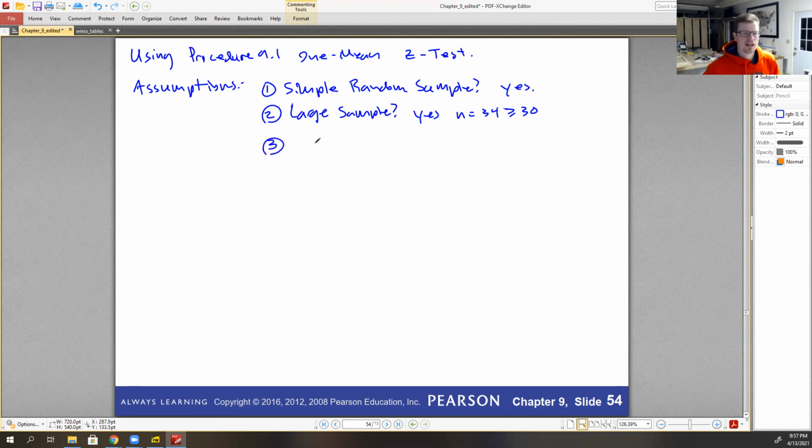The third assumption, again, is that the standard deviation of the population is known. And in this case, we're saying, yes, we're working with the assumption that the standard deviation of the population is 3. So we're given each of these things. Now that we have that, we say thumbs up, we can move forward using the procedure. So step 1. Step 1 is to state the hypotheses.